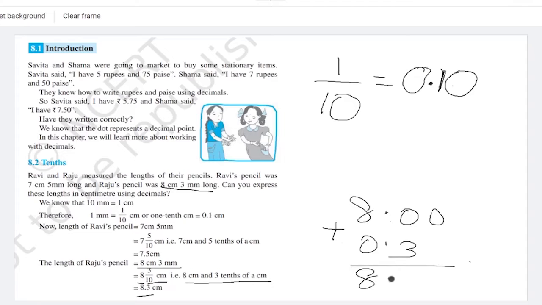So the answer will be 8.3. The 0 you can write or you can omit. So it is 8.3 centimeters, because only one digit we are mentioning, 1/10. So only one digit is after the point. So you can omit this. We can omit this 0. The 0 is not needed. So the answer will be 8.3 centimeters.